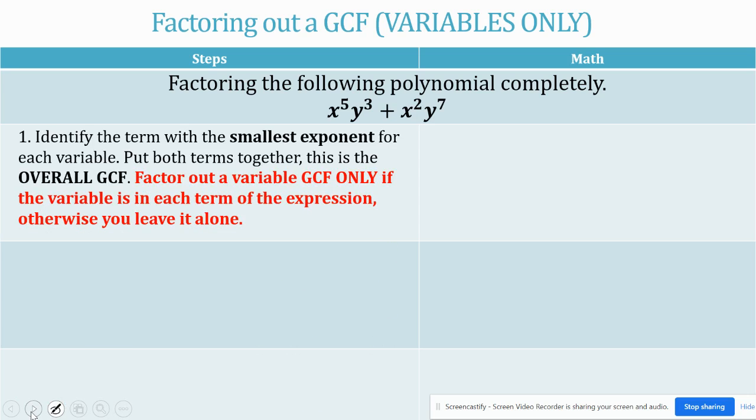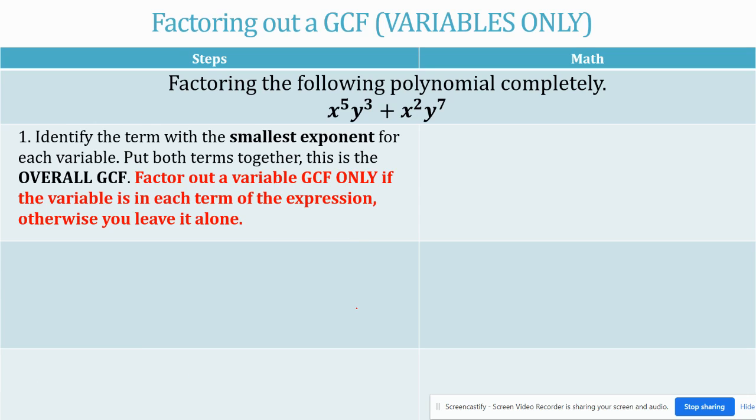The first thing that we're going to do is identify the term with the smallest exponent for each variable. Then we put both of those together, and that's going to be our overall GCF. But we only factor out a variable if both terms in that expression have that variable. So for example, if there was no y to the seventh here, y would not be part of our GCF because it has to be in both terms. It is in this case, so we'll focus on it, but we'll take a look at it in another example.